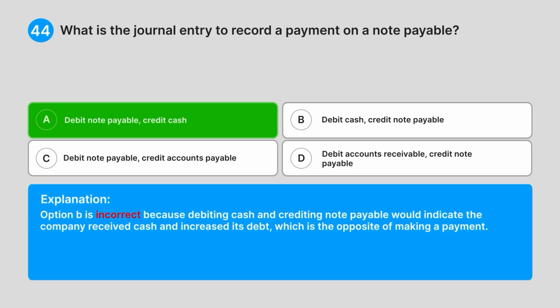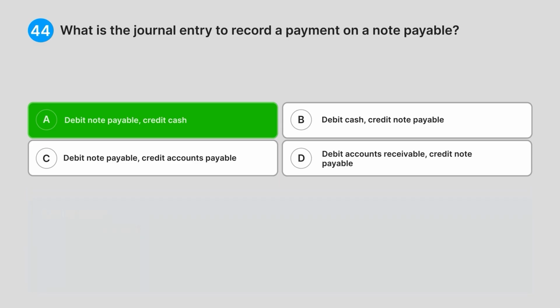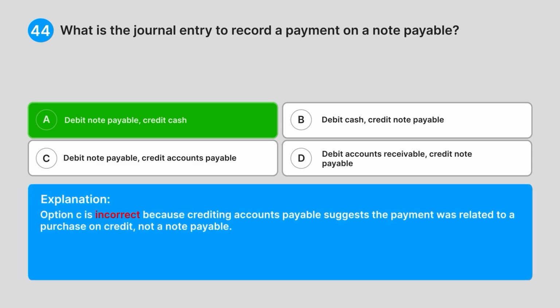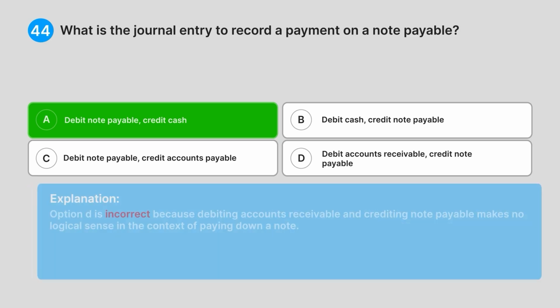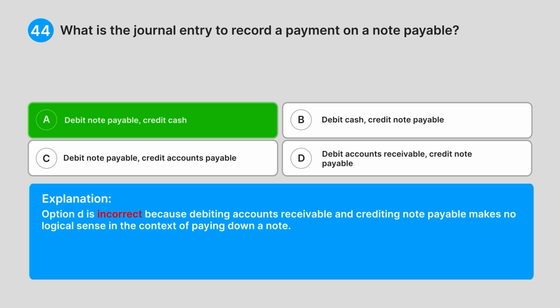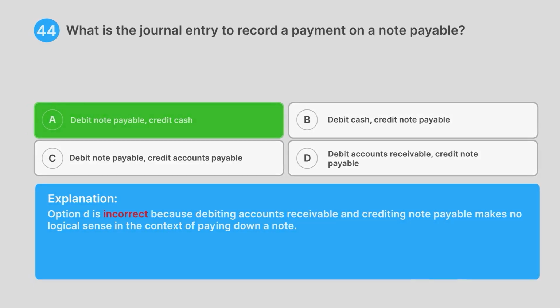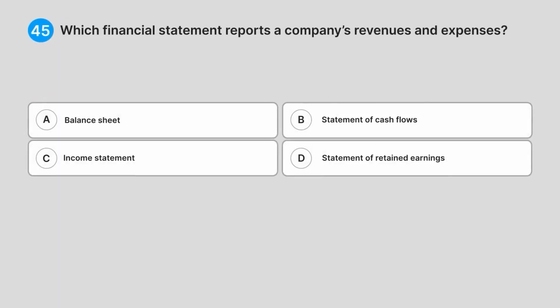Option B is incorrect because debiting cash and crediting note payable would indicate the company received cash and increased its debt, which is the opposite of making a payment. Option C is incorrect because crediting accounts payable suggests the payment was related to a purchase on credit, not a note payable. Option D is incorrect because debiting accounts receivable and crediting note payable makes no logical sense in the context of paying down a note.